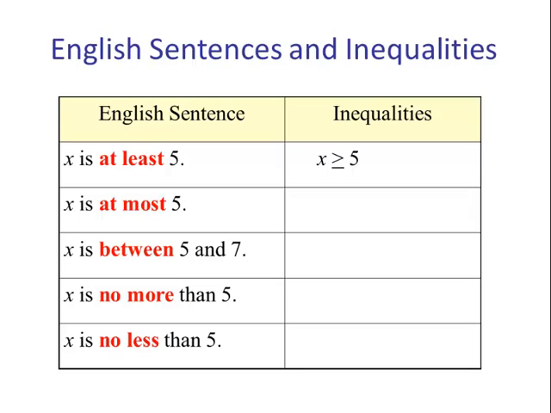The next one, x is at most 5. This means x is less than or equal to 5. X is between 5 and 7. This is what we call a compound inequality. So this is saying x is greater than 5, but at the same time 7 is greater than x. So all numbers in between 5 and 7. X is no more than 5. That's the same thing as the inequality x is less than or equal to 5. And the last one, x is no less than 5, would mean x is greater than or equal to 5 as an inequality.